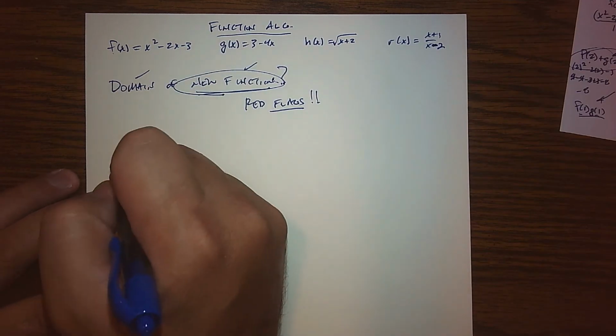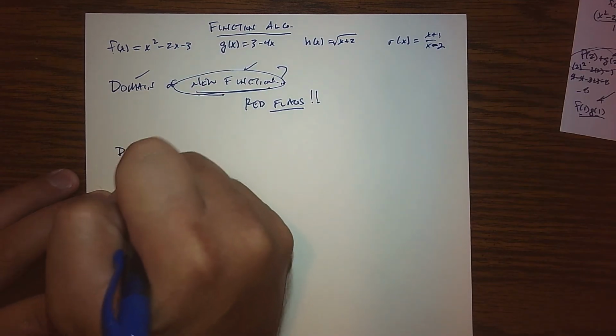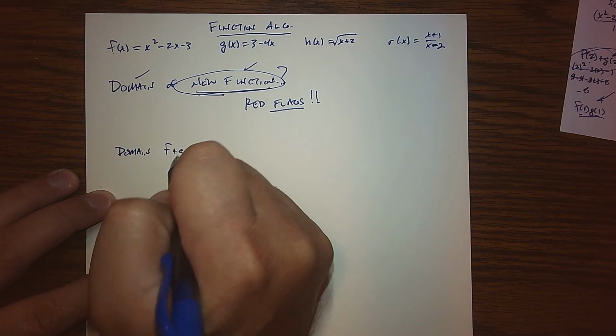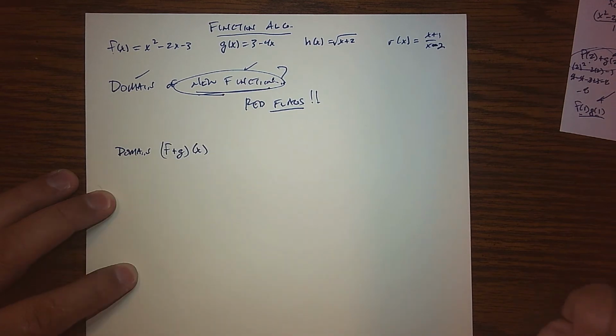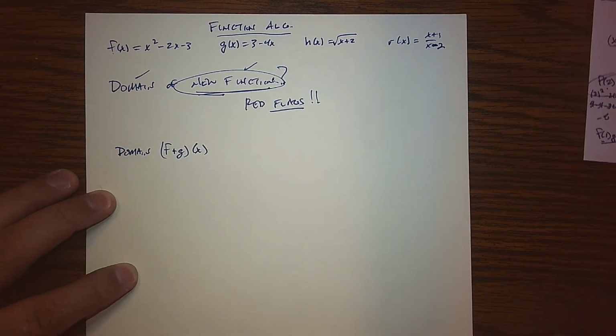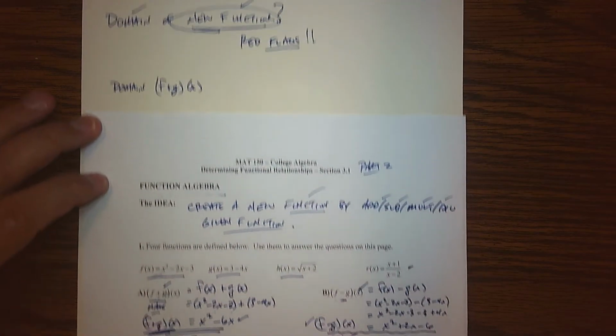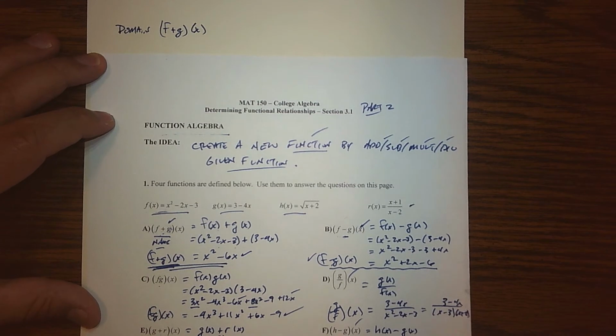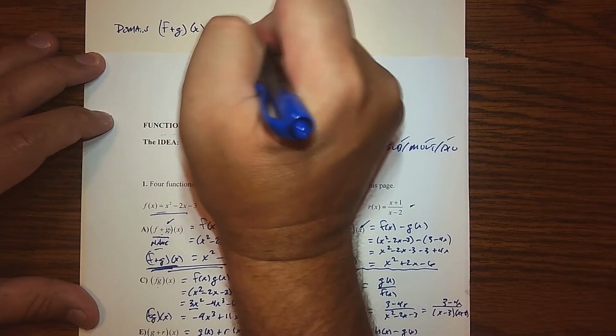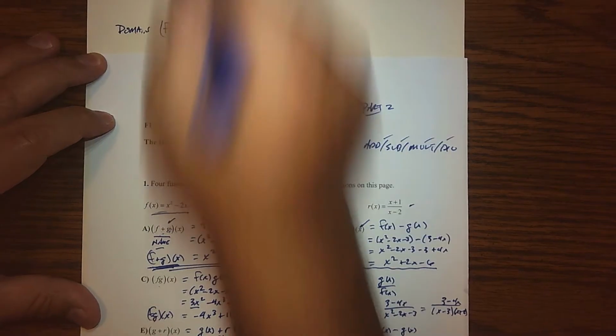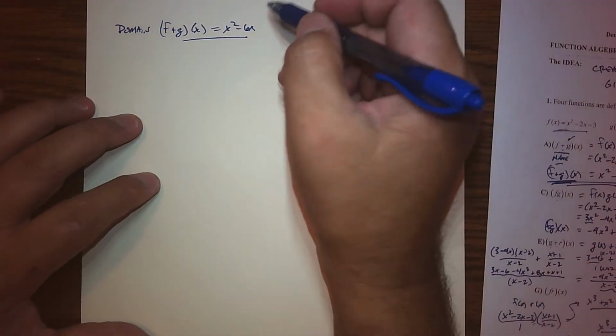So let's begin by finding the domain of f plus g of x. Right, so I'm going to basically take advantage of the fact that we've actually already found this. In the previous handout, we actually found this to be x squared minus 6x for the functions that I had there. So what is the domain for that function?